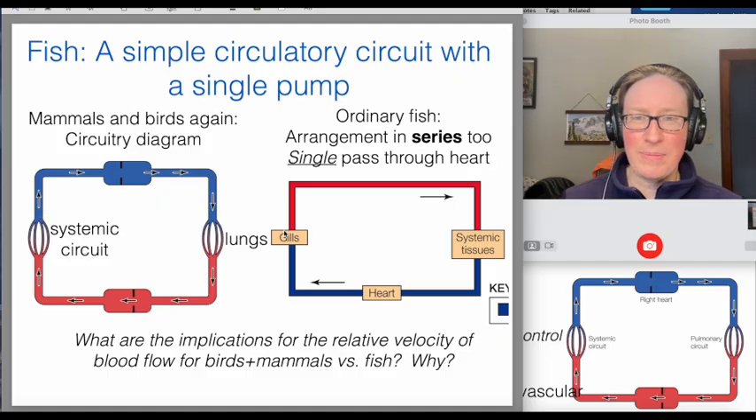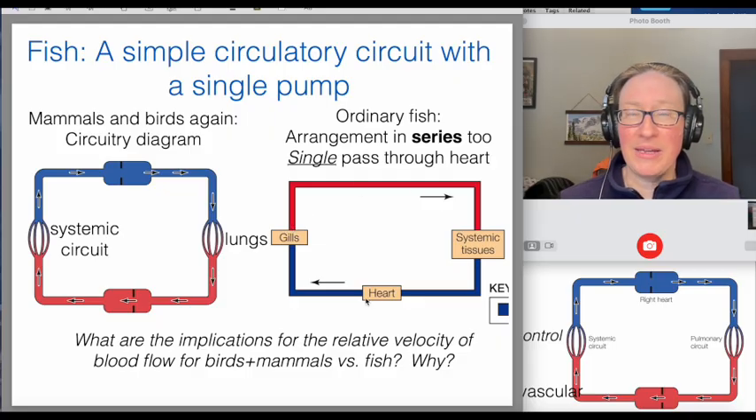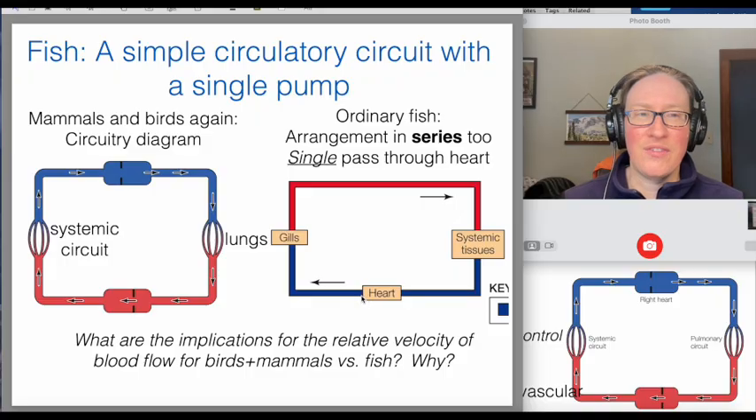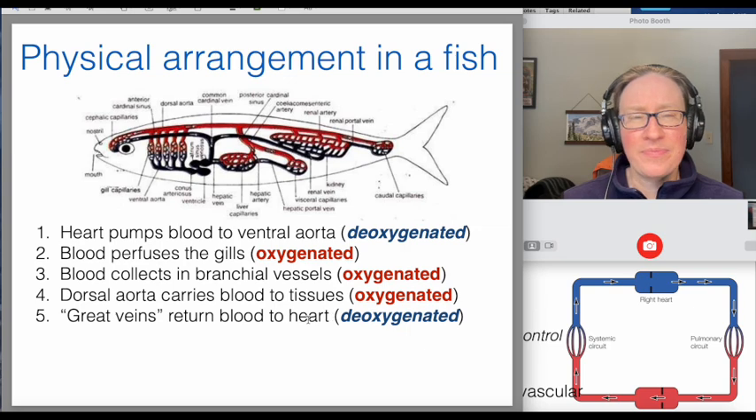So if that happens at the gills, right, then there's not going to be a lot of pressure force past the gills to continue flowing that blood through the systemic tissues. So that's going to limit the rate of oxygen delivery in a fish circulatory system.